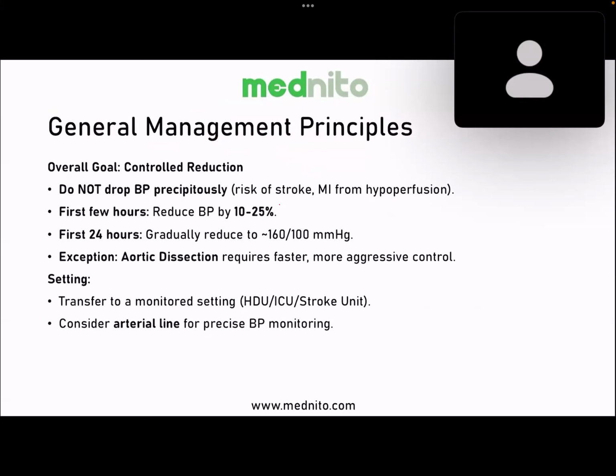The examiner wants you to understand that you will have to reduce the blood pressure by 10 to 25%. First, most important thing, do not do it suddenly. You will have to go gradually by 10 to 25%. All right. What is one most important condition where you will have to treat aggressively with antihypertensive medications?